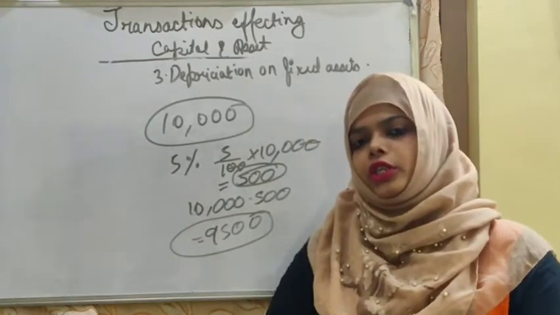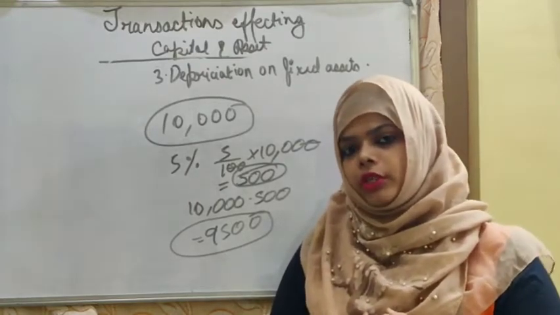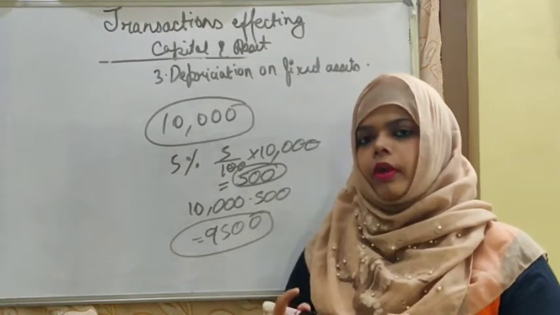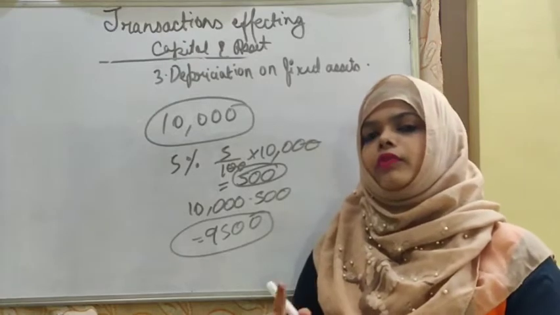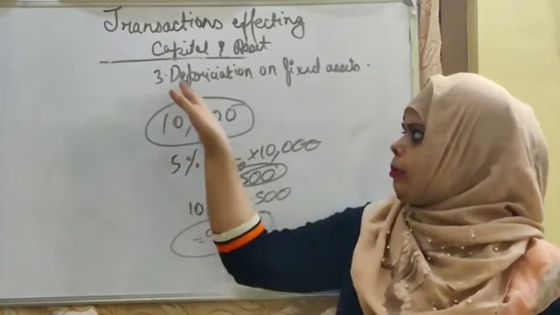That is depreciation. And why does this depreciation happen? Because of the usage of the machinery, because of time, because of wear and tear, and because of new technology involvement. So that is the part of depreciation.